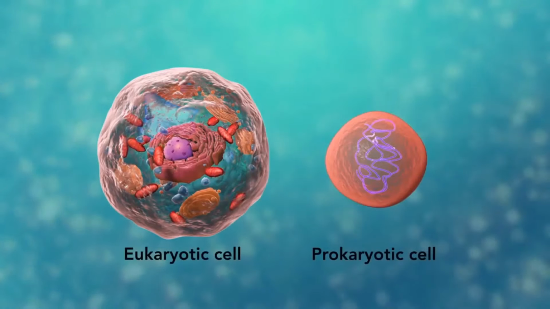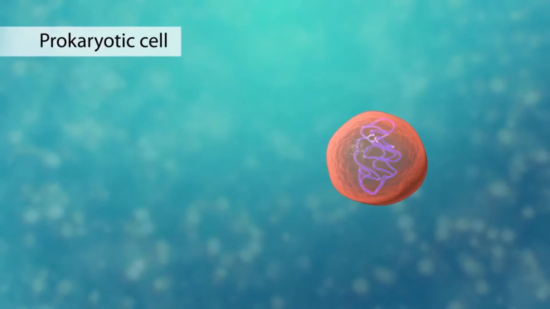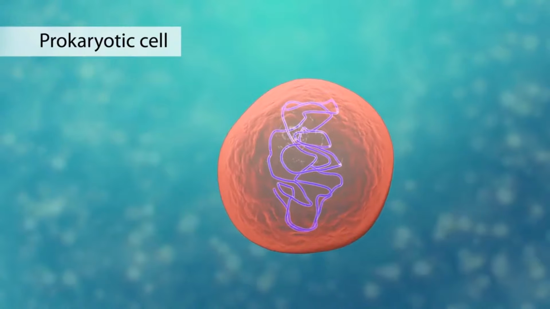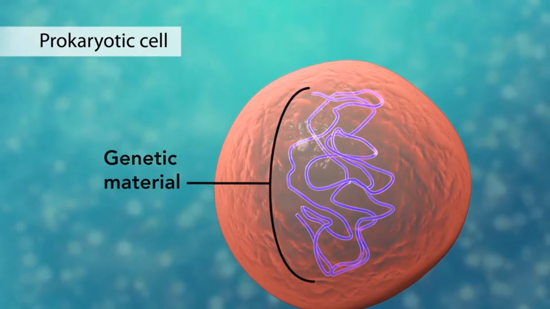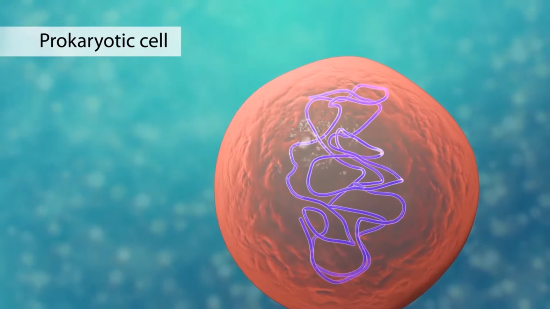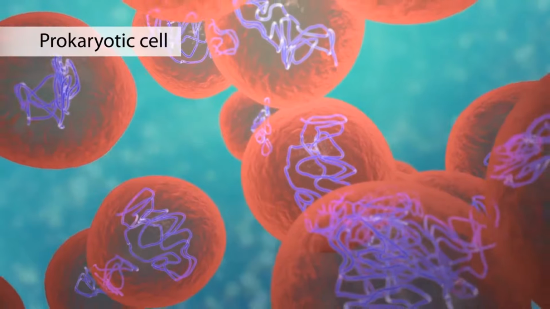The second category is prokaryotic cells. They don't have a nucleus or membrane-enclosed organelles. They do have genetic material, but it's not contained within a nucleus. Prokaryotic cells are always one-celled, or unicellular, organisms, such as bacteria.